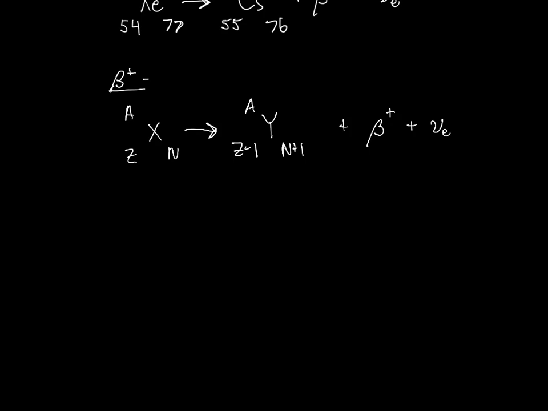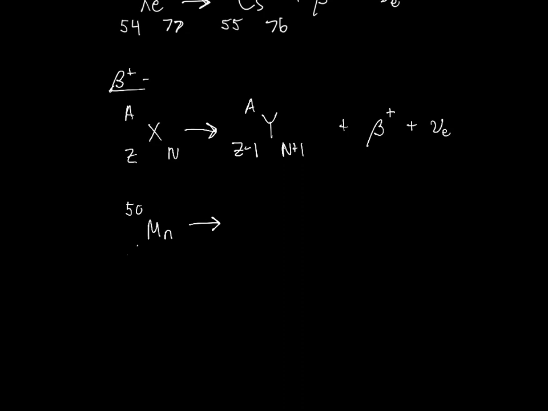Okay, let's do the one in the book. So the one in the book gives you this particular element. They give you manganese, this is all they give you. Undergoes beta decay, positive beta decay. What do we get?